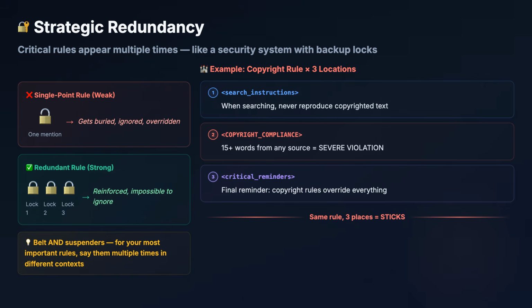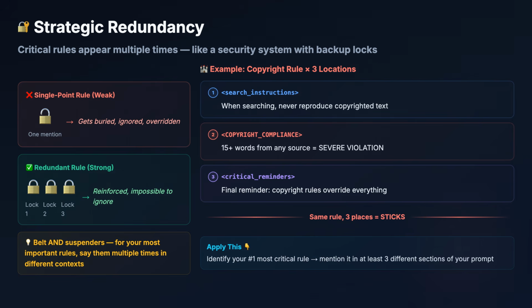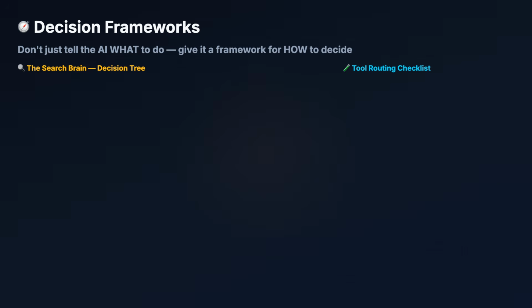The principle is belt and suspenders. For your most important rules, don't say them once and hope for the best. Identify your number one most critical rule and make sure it appears in at least 3 different sections of your prompt. The fourth technique is decision frameworks.